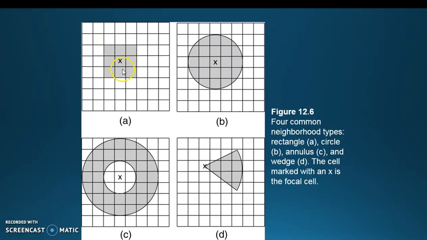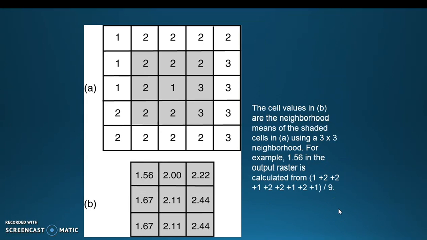So this is a 3 by 3 cell standard neighborhood. This is circle, annulus, and wedge. This example will illustrate how to calculate neighborhood means of the shaded area in the raster A. So each cell in this shaded area can be considered a focal cell of a neighborhood, a 3 by 3 neighborhood.